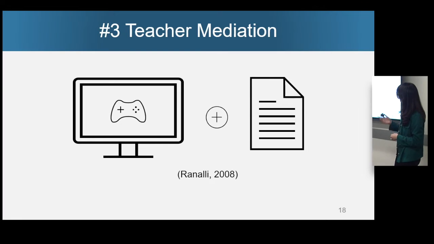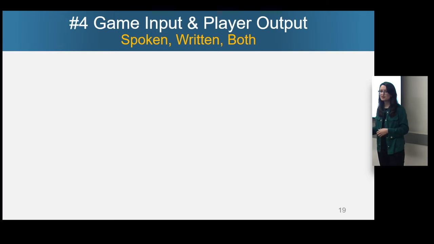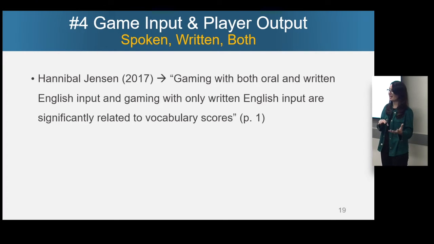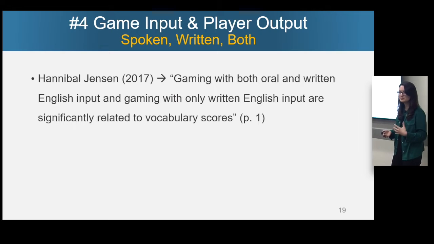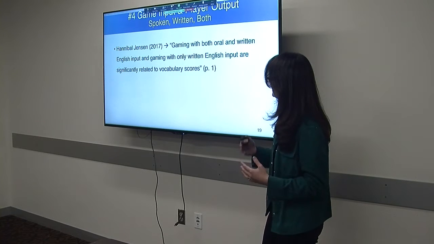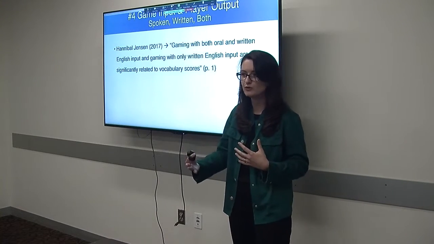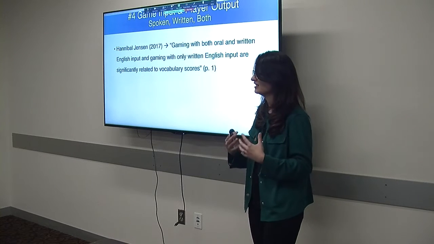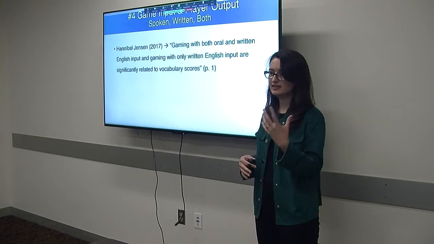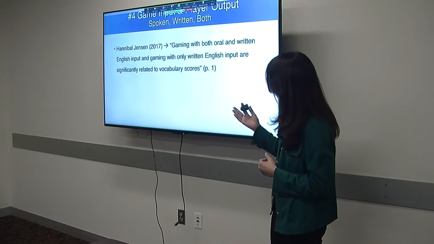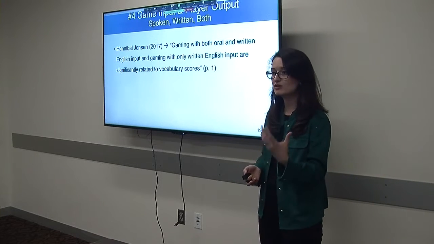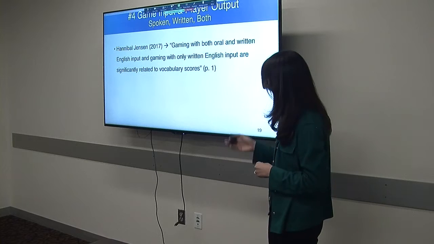And the last moderator variable that we'll talk about today is game input and player output. So we know from SLA research that the type and amount of input and output has consequences for second language acquisition, right? And also in the DGBLL research, we also started talking about this. Hannibal Jansen has an article, and in this article she reports that gaming with both oral and written English input and gaming with only written English input are significantly related to vocabulary scores. But then she also calls for future research examining the kinds of input and output opportunities that are given to the players, the learners. So because of that, we also wanted to look at the effect of input and output opportunities on L2 gains.